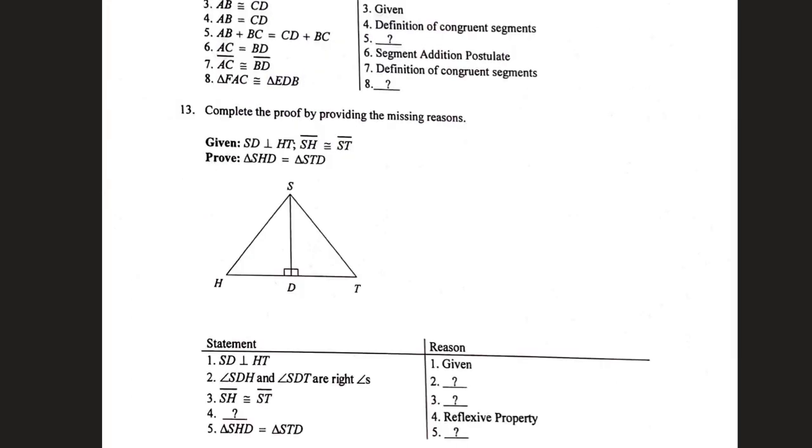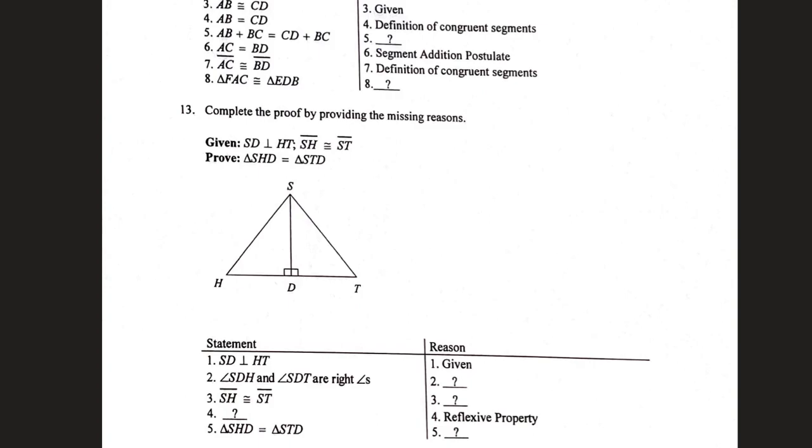Write the missing reason to complete the proof. We're given segment AB is congruent to segment CD, and AB is just this part and CD is just this part. Segment AF is congruent to segment ED. And we know that angle A is congruent to angle D, and we're trying to prove triangle 1 is congruent to triangle 2. So the first statement is given, the second statement is given, the third statement is given. That's what I just went over.